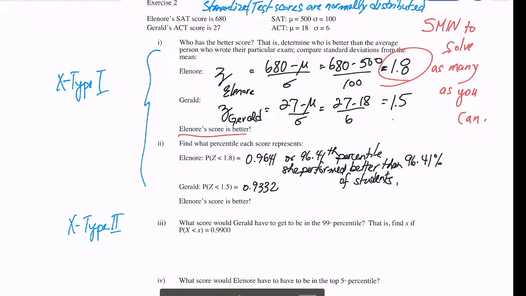For Elenore, she got 680, and I want to know what her percentile is. I want to know the probability or the percentile of that score, 680, relative to 500 and 100 as the standard deviation.